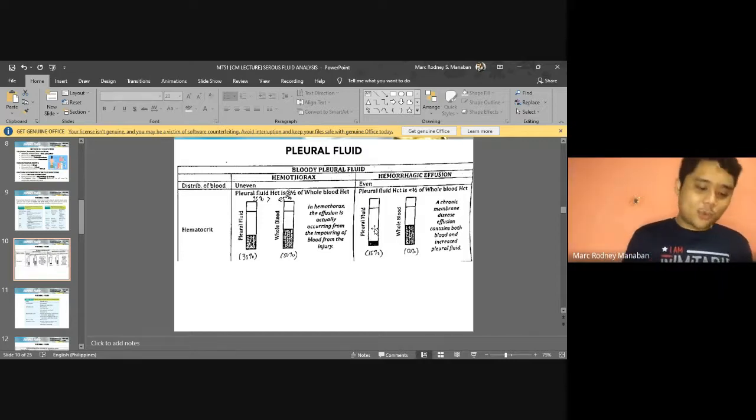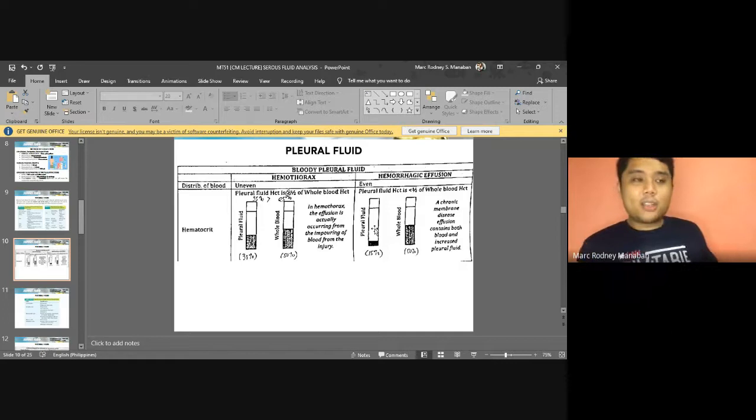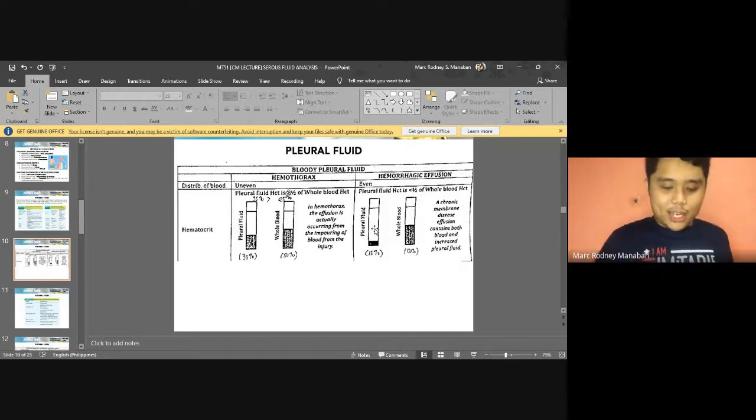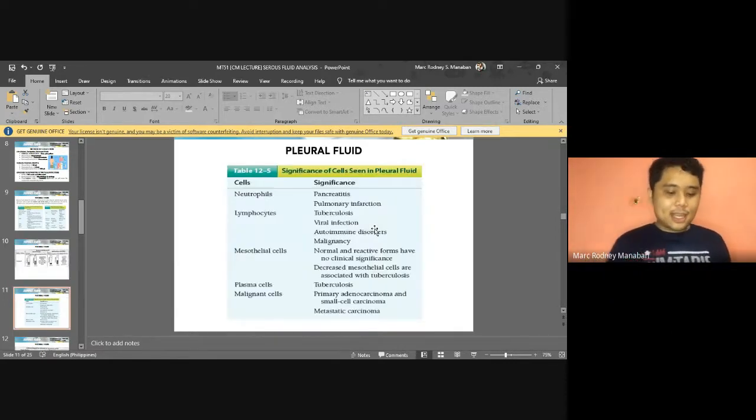So that's for pleural fluid, the differentiation between hemothorax and hemorrhagic effusion. Now, for the cells seen in pleural fluid, if there is an increase in neutrophils, there may be pancreatitis or pulmonary infarction. For lymphocytes, of course, TB, viral infection, autoimmune disorders, malignancies. Mesothelial cells are normal cells that line the serous membranes, or they may be reactive. Decreased mesothelial cells are associated with tuberculosis.